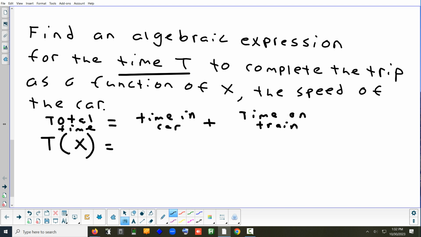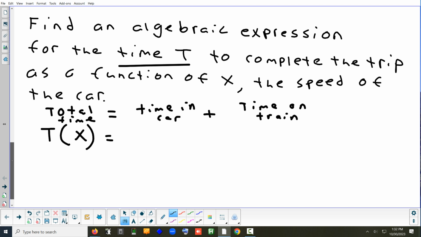I guess you could say the time she spends in the train. But you wouldn't say the time she spends on the car, unless she's riding on the roof or something. So I think we'll go with in. Time in the train, time in the car. But don't say on the car. That doesn't make sense. So the time in the car, and then the time she's riding on the train.